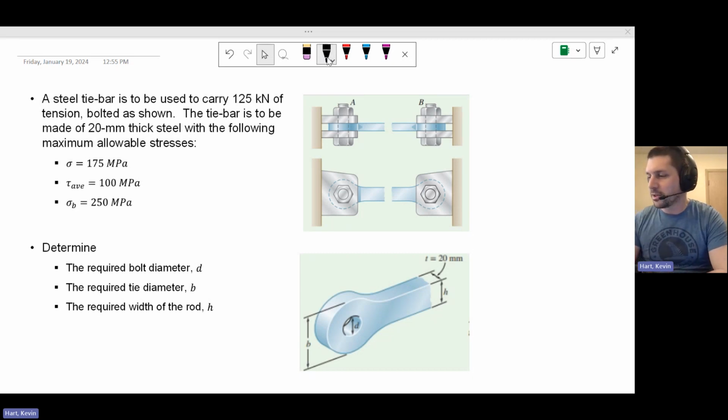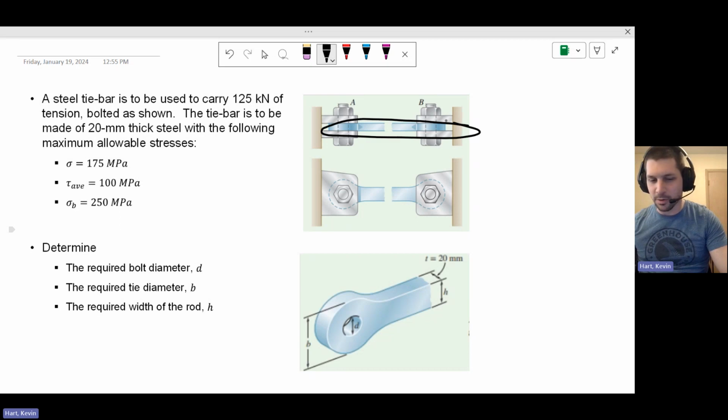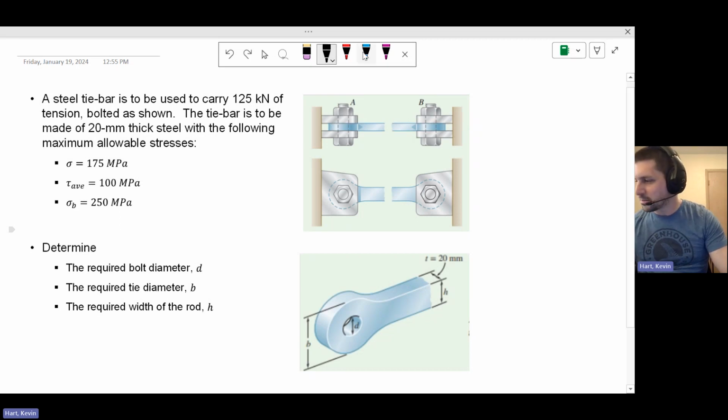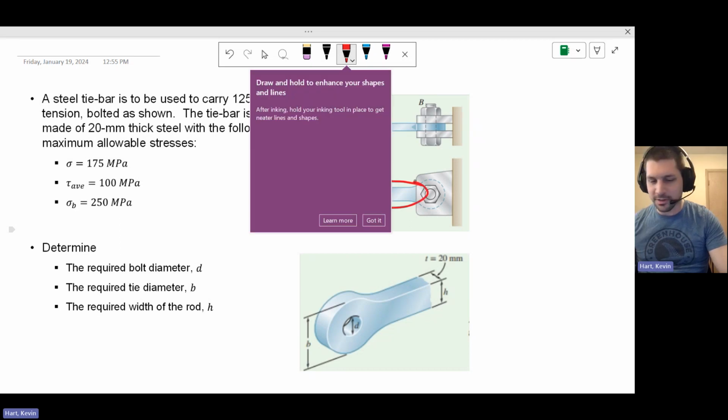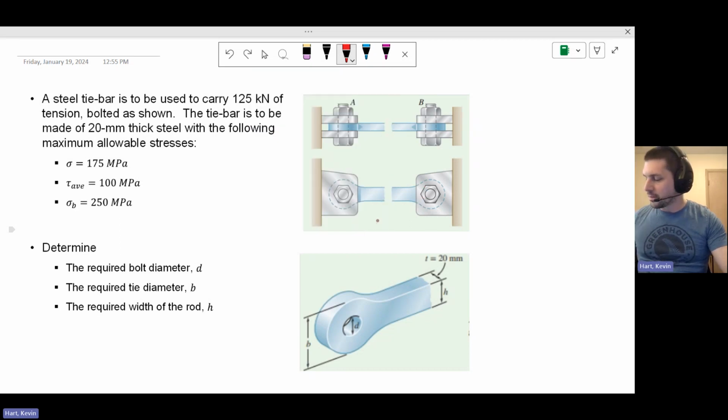We have a steel tie bar used to carry 125 kilonewtons of tension, bolted as shown. So we have this tie rod connected between these two different bolts. And this guy is said to be in tension, right? So this bar is experiencing 125 kilonewtons in tension, being pulled between these two different bolts. And that's going to influence the size of the tie rod that we need to make sure it doesn't fail according to the stresses that we have.